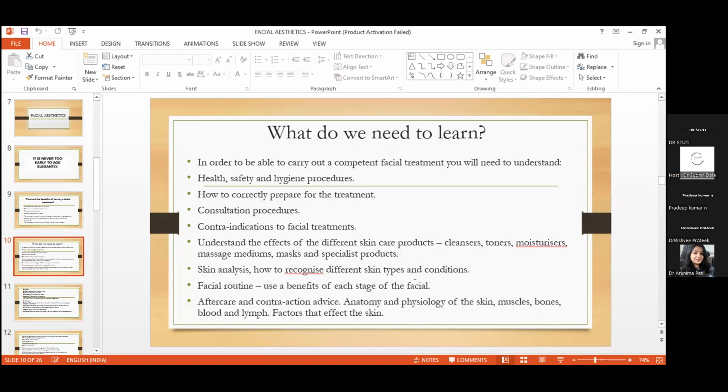So you have to recognize the skin type correctly for use of proper products. Aftercare and contraindication advice should be there. So for that, you must be aware of the anatomy and physiology of the skin, muscles, bone, blood, and lymph. So this should be learned on our part.